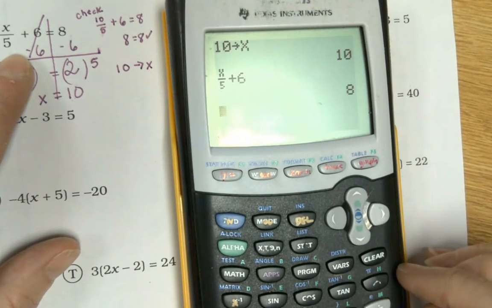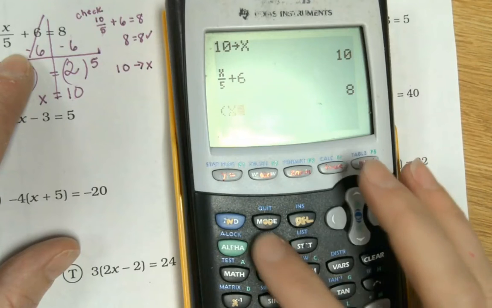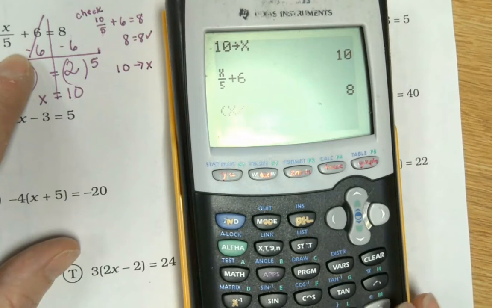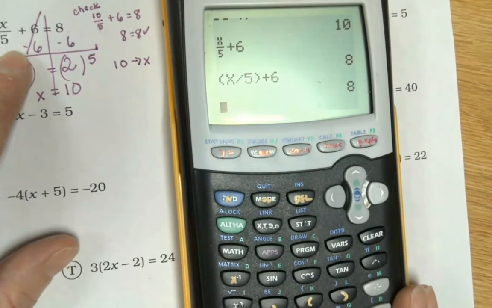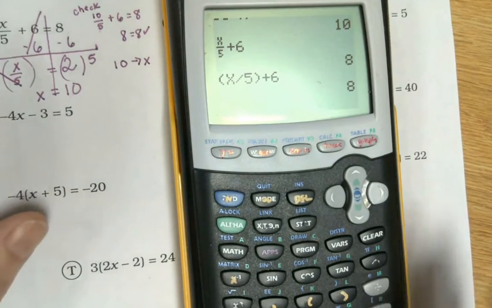If you don't have the update, then you are going to have to do parentheses x divided by 5 plus 6. Or if you have an 83, you're going to have to do that. But either way, it works.